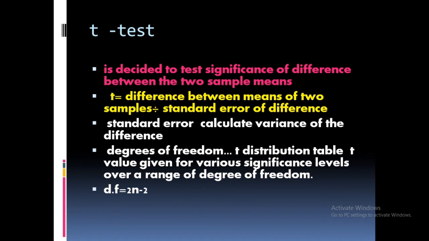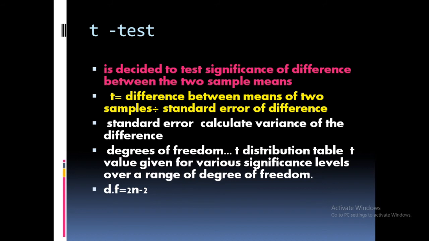Degrees of freedom: there are specific standard tables for t value, chi-square value, etc. While looking into that table, you can see that on one side there are t values or chi-square values, whatever it may be, given for various significance levels over a range of degrees of freedom. Now you have an idea what a significance level is. In order to reduce type 2 error, we usually fix the significance level at 95%. Okay, and degrees of freedom.